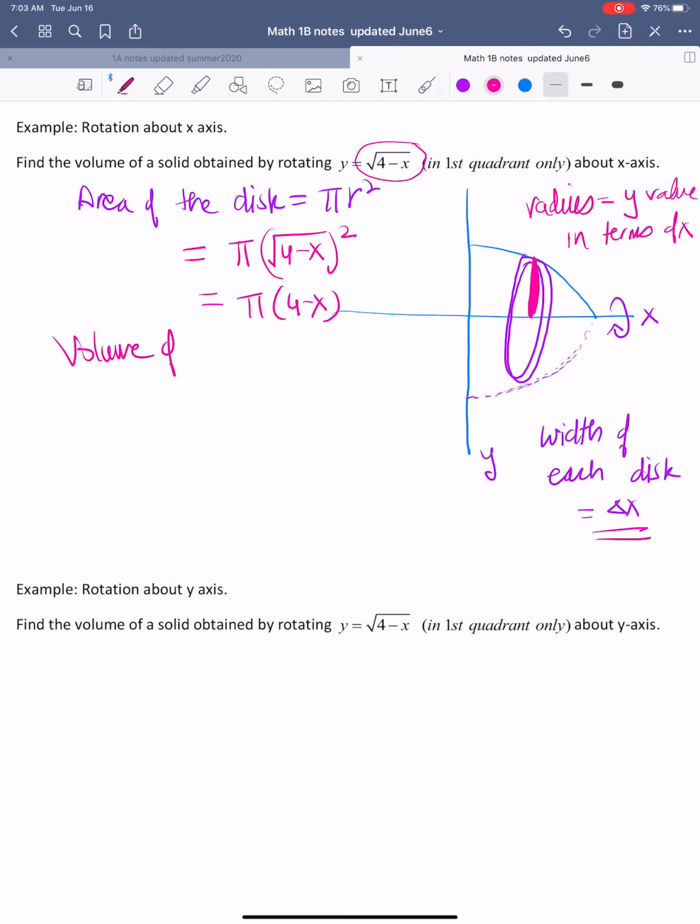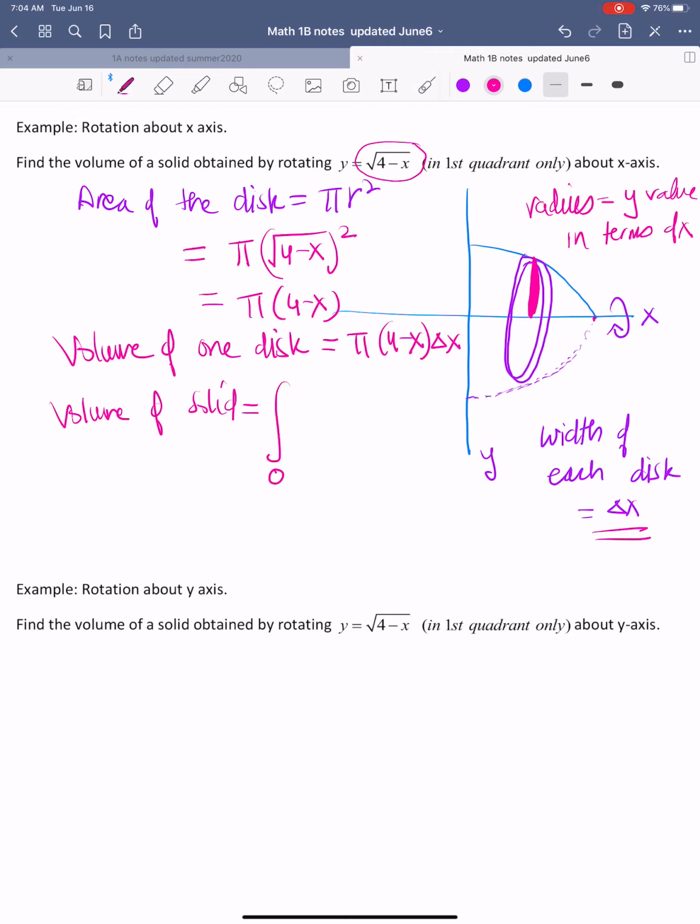What's going to be the volume of one disc? Volume is going to be area times the width, which is delta x. Now we want to find the volume of the solid. The volume of the solid is going to be the integral of all the volumes of these small discs. We can have a very small disc all the way here, and discs all the way up to the y-axis. The discs start at x equals 0, I see that, but where do they end?